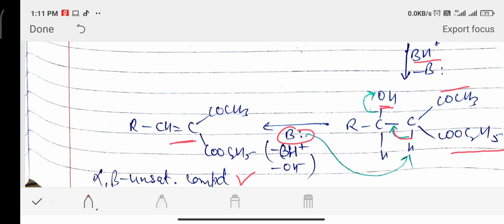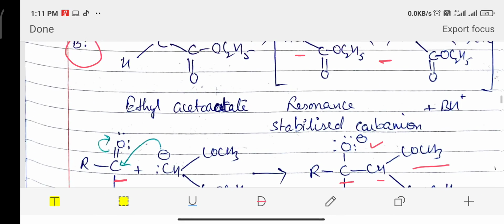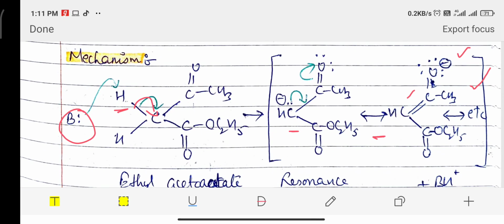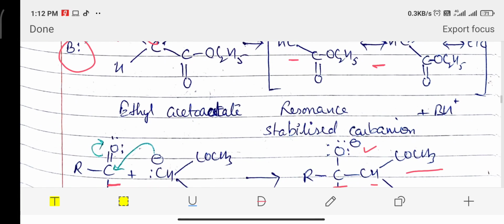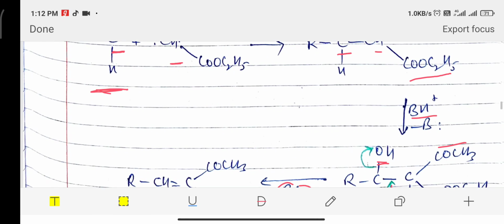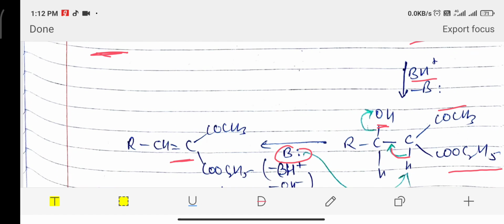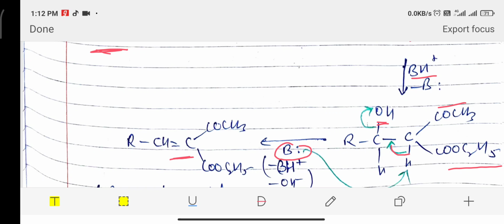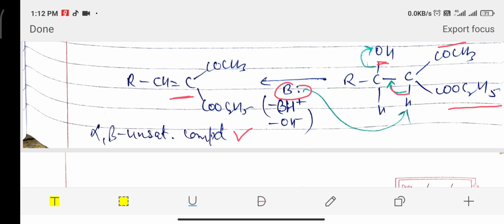So the mechanism for the Knoevenagel reaction is: first the base abstracts a hydrogen and a carbanion is formed, and this carbanion is resonance stabilized. Then this carbanion attacks the carbonyl carbon of the aldehyde, and this anion is formed. This anion then combines with BH, in which B is removed and H gets attached to the O, so a hydroxy group is formed. Then the base abstracts the hydrogen, and we get the alpha beta unsaturated compound, and this is the final product in the Knoevenagel reaction.